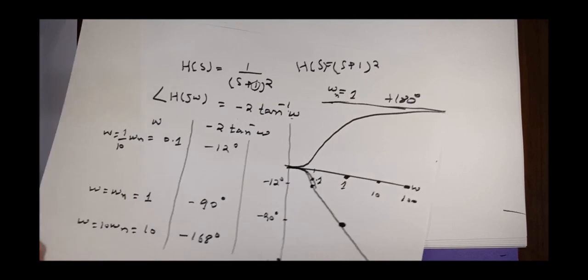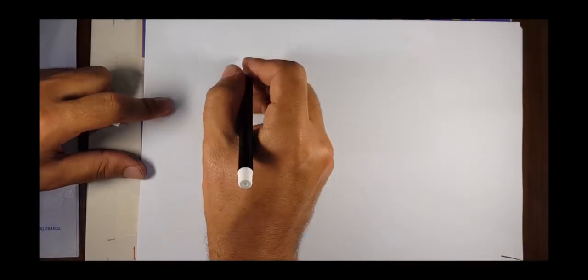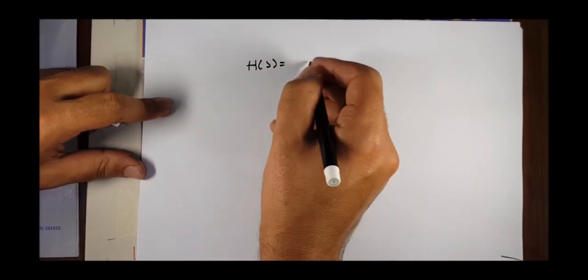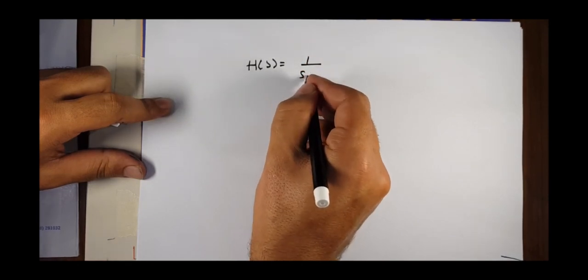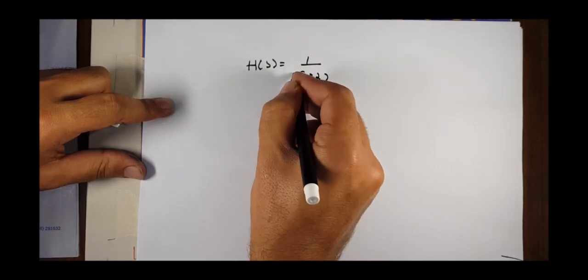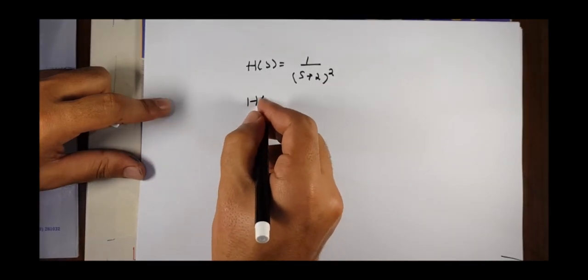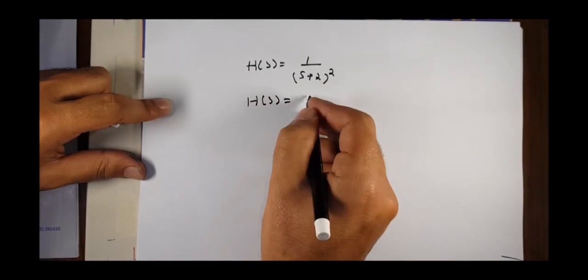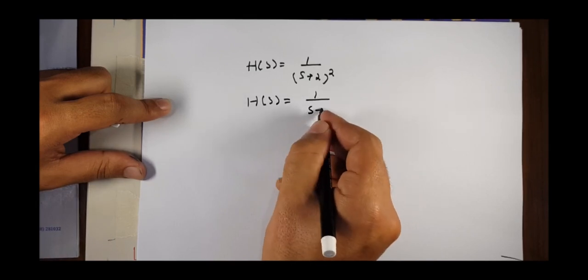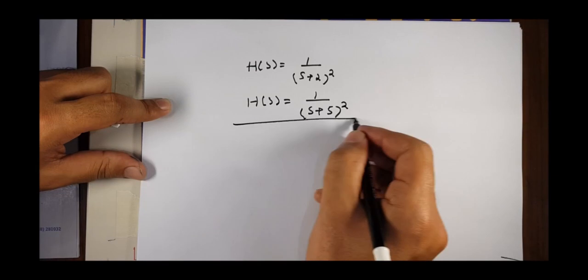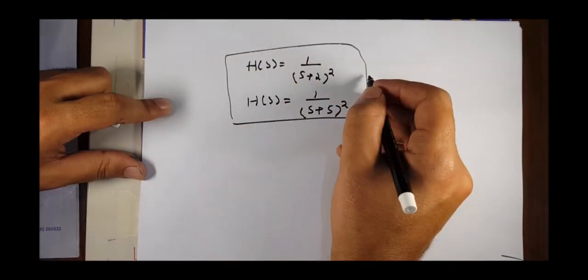So you can note down one home assignment: what will be the phase plot for H(s) is equal to 1 by (s plus 2) whole square? What will be the phase plot for H(s) is equal to 1 by, say, (s plus 5) whole square? Try this at home.